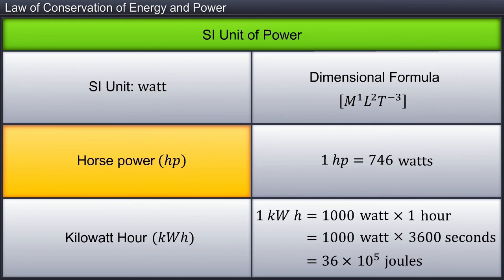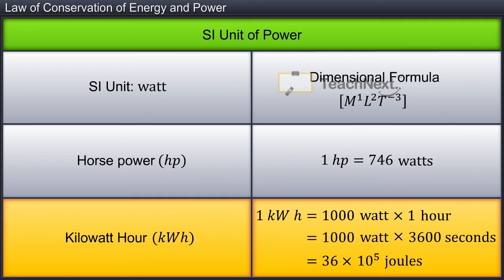Power can be expressed in horsepower denoted as HP, and 1 horsepower is equal to 746 watts. The commercial unit of electrical energy is kilowatt-hour denoted as kWh. 1 kilowatt-hour is equal to 1000 watt into 1 hour, which is equal to 1000 watt into 3600 seconds, and is equal to 36 into 10 to the power 5 joules.